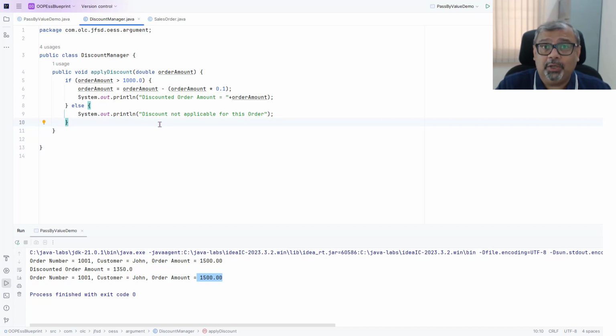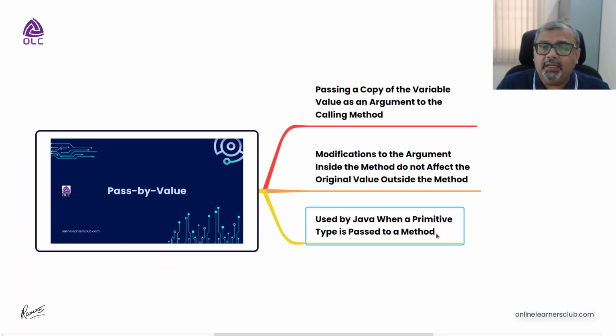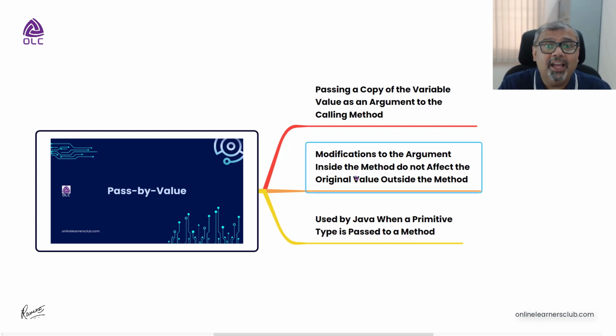Now let us look at how we fix this. To summarize, whenever Java passes a primitive type, that is, whenever a method takes primitive types as parameters, a copy of the calling argument will be passed. So modifications to the argument inside the method will not affect the original value outside the method. I hope this is clear for you. Now let us see how we fix this problem by going to the next chapter, which is pass by reference. Stay tuned.